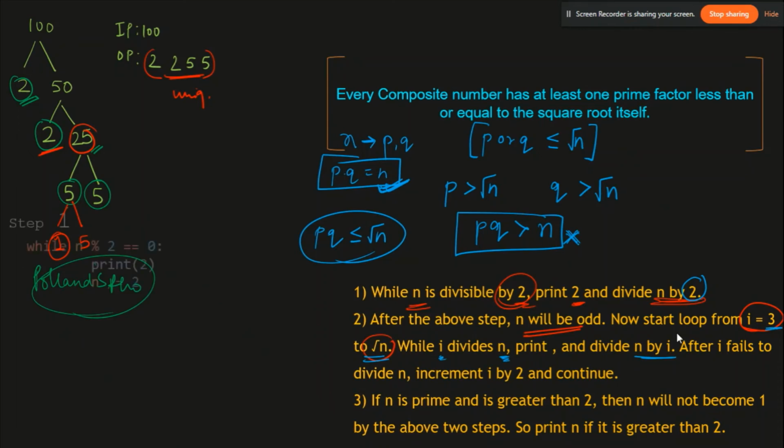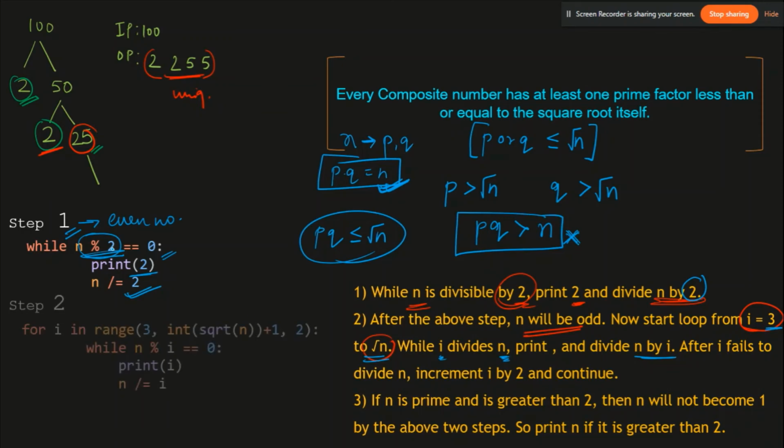I have written small pieces of code here so that we can understand it. Step one deals with even numbers. We check if n modulo 2 is equal to 0, print 2 if it is, and keep dividing by 2 until it is no longer divisible. Then in step two we run a for loop from 3 to the square root of n.